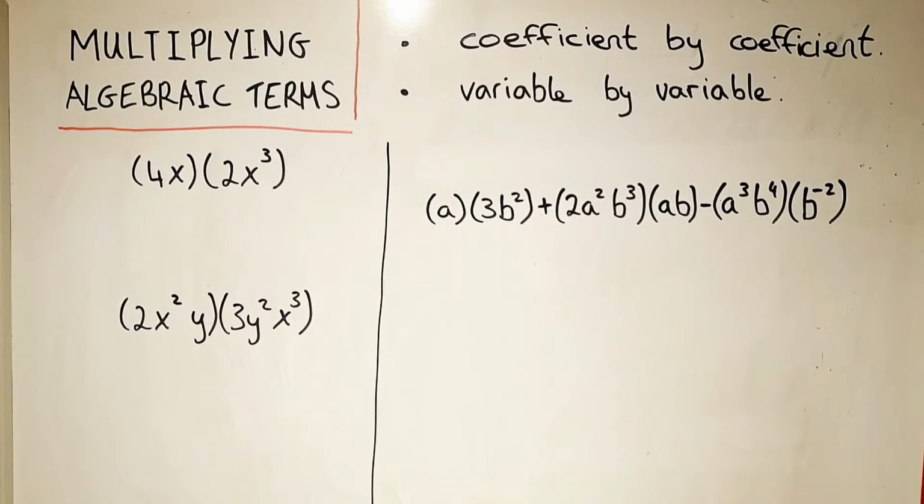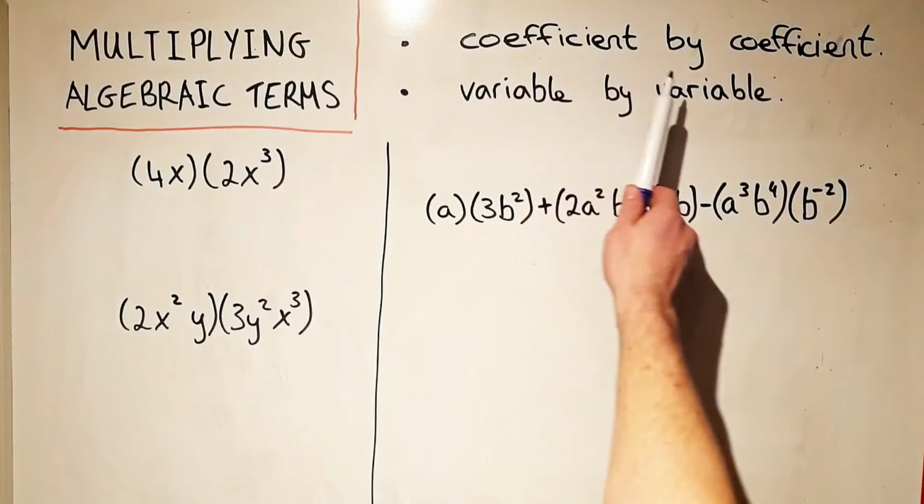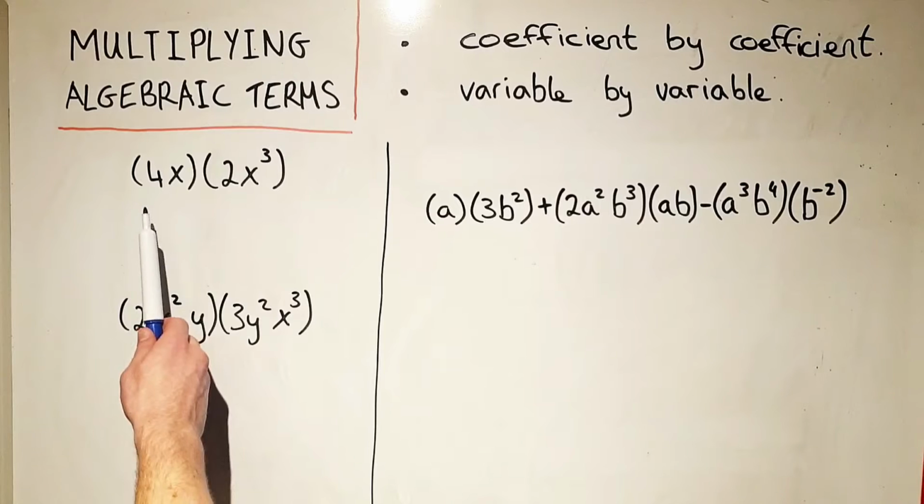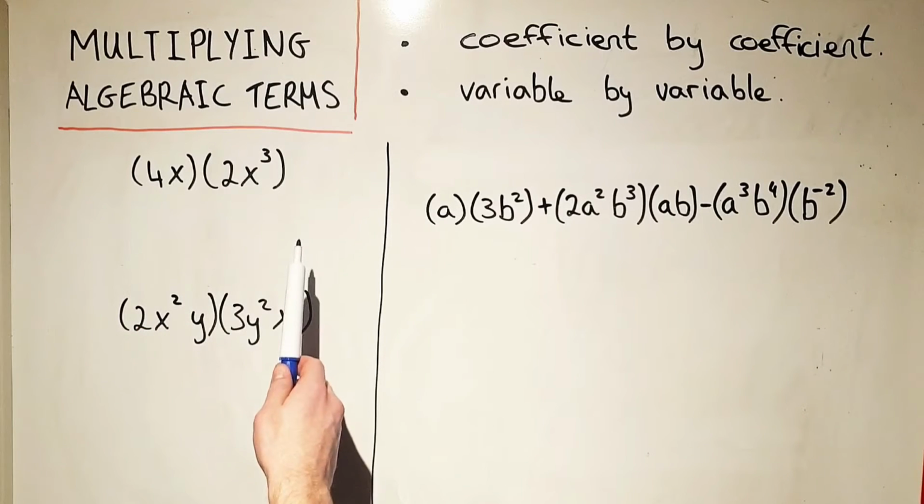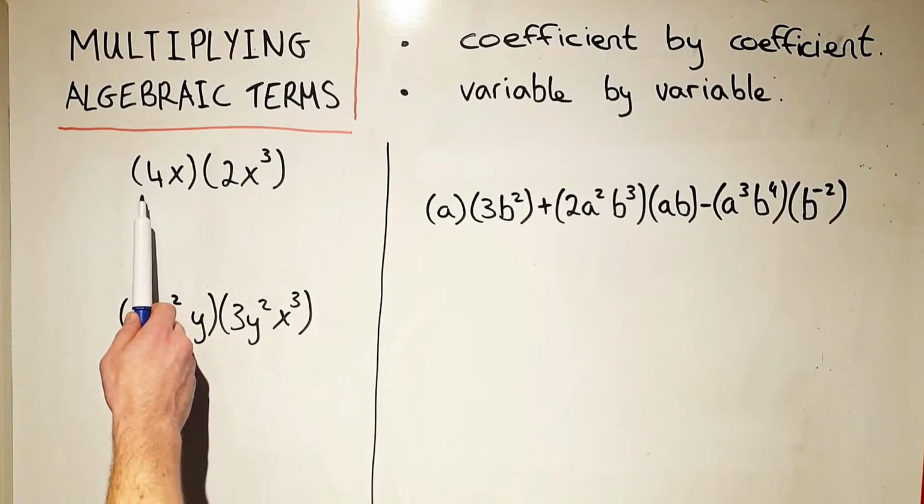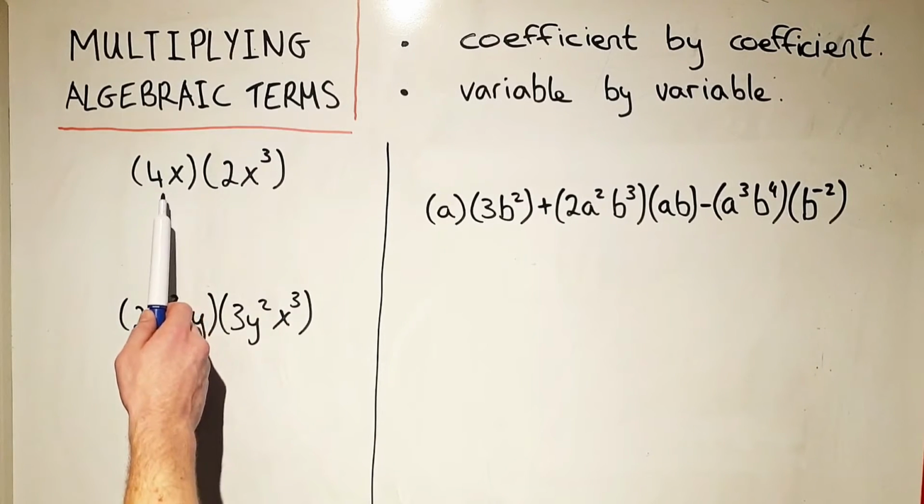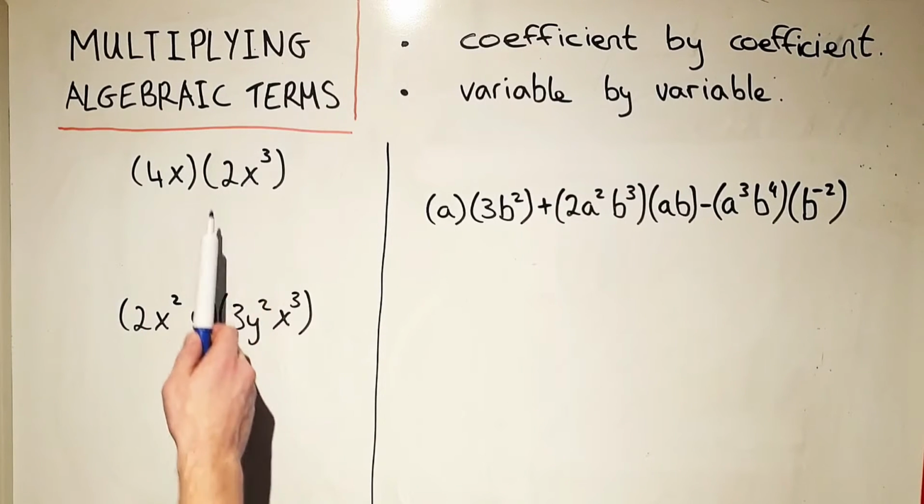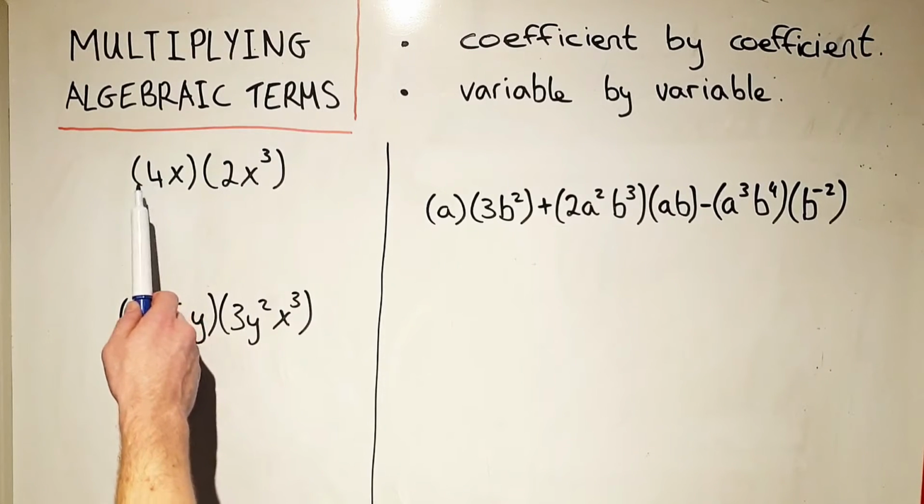The first thing to note when talking about multiplying algebraic terms is the rule that you multiply coefficient by coefficient, and then variable by variable. So what is a coefficient and what is a variable? Take our first example, which is 4x multiplied by 2x cubed. In the first expression, the coefficient is 4 and the variable is x. In the second, the coefficient is 2 and the variable is x. So the coefficient is the number in front of the variable that's being multiplied.